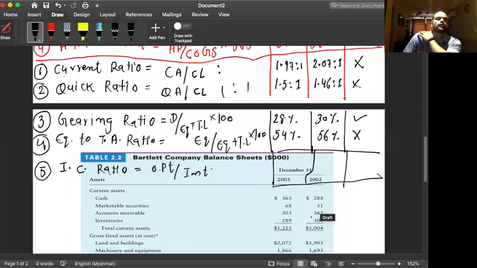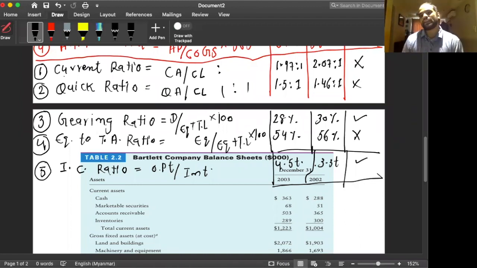So for 2003, it's 4.5 times and 3.3 times, which is good. So compared to last year, this year our ability to pay interest has been increased, right? So that's all for solvency ratio.